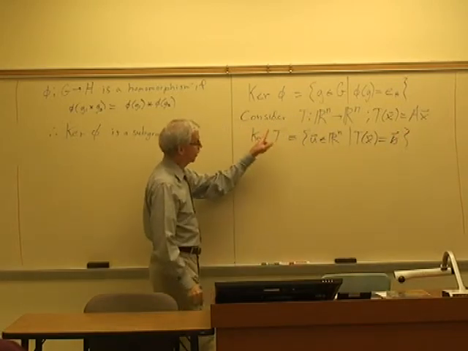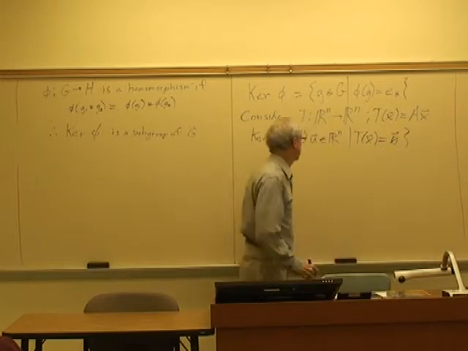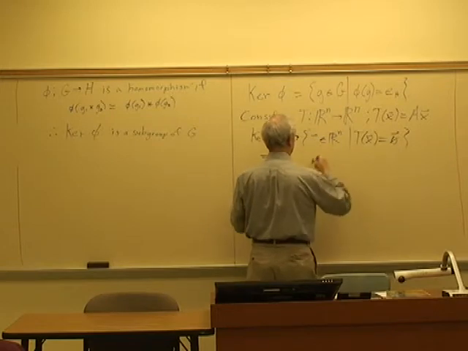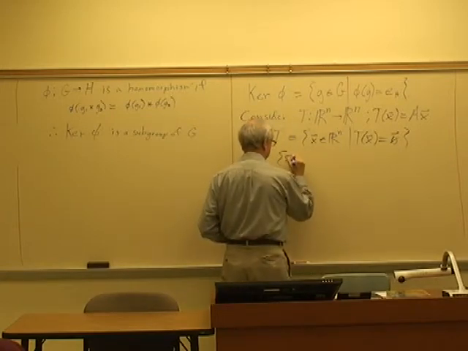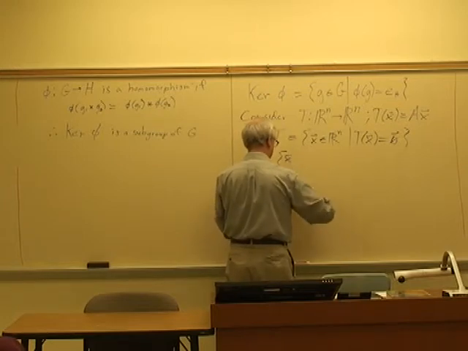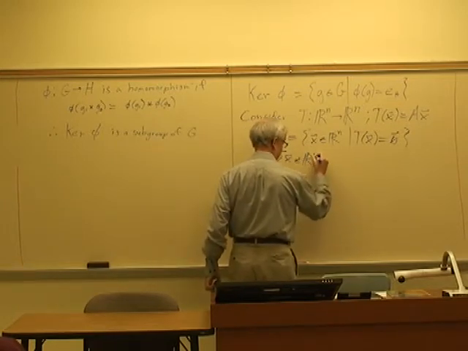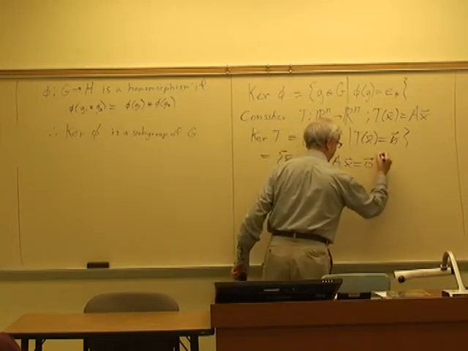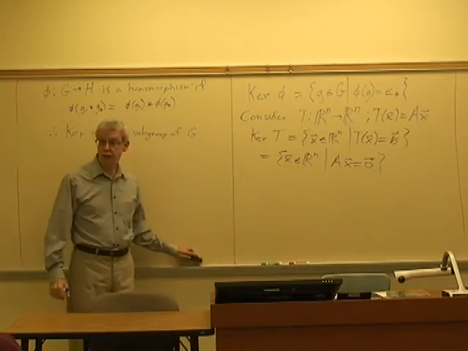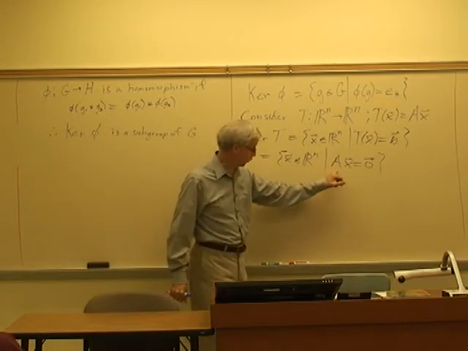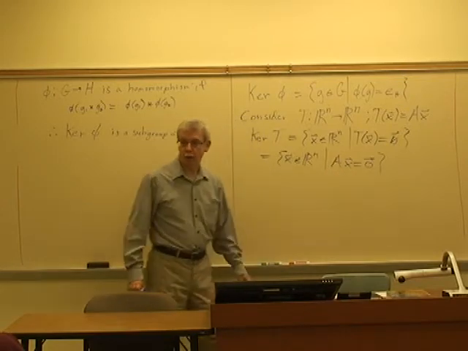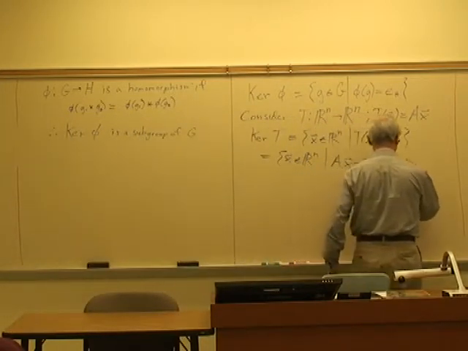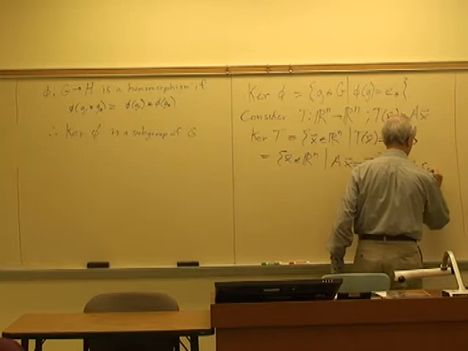But remember, every linear transformation has a matrix representation. So this is the same thing as the set of all x in my vector space such that Ax equals the zero vector, and that set of vectors has another name with respect to that matrix. What is the set of all vectors that give me zero when I multiply by a matrix called? The null space, right? This is equal to the null space of A.